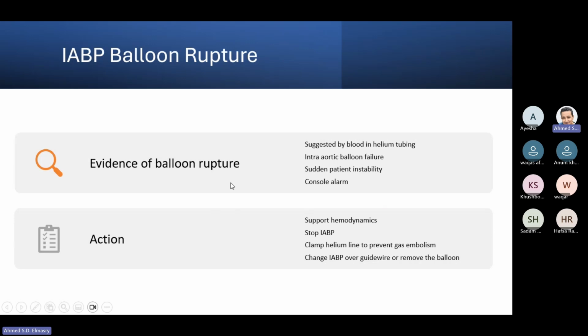The action should be taken. You have to support your patient, ABCD. You have to optimize the hemodynamics for the patient, standby the intra-aortic balloon, and clamp the helium line in order to prevent gas embolism. Then either remove the intra-aortic balloon or change it, based on the clinical situation of the patient.